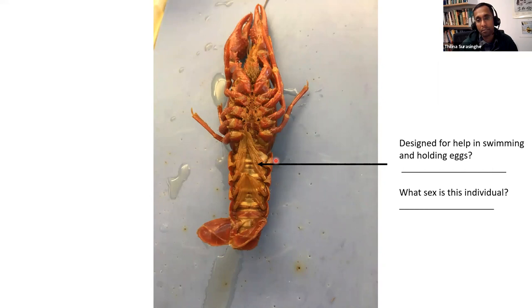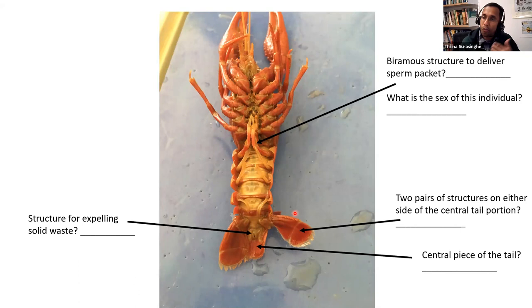See how broad and how well developed these swimming legs are to carry eggs in a female. And see in a male, those swimming legs are not that well developed because they are only used for swimming, right? Not for retaining stuff to protect eggs.